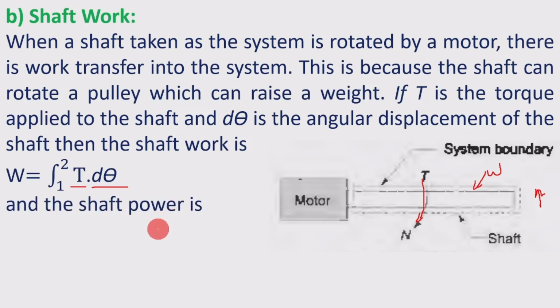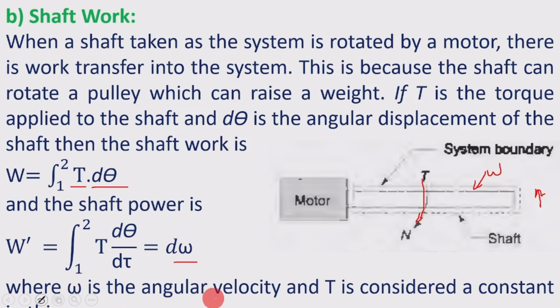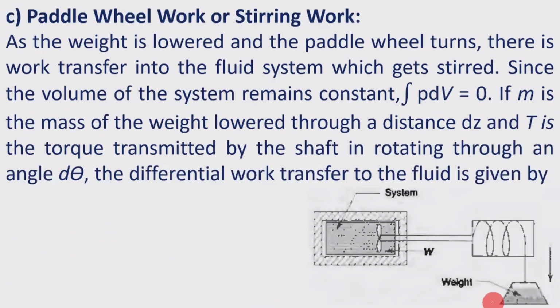And the shaft power, the rate of doing work, we can write as W dot = ∫ from 1 to 2 of T dθ/dτ, that can be written as T ω, where ω is the angular velocity, and T is considered as a constant.